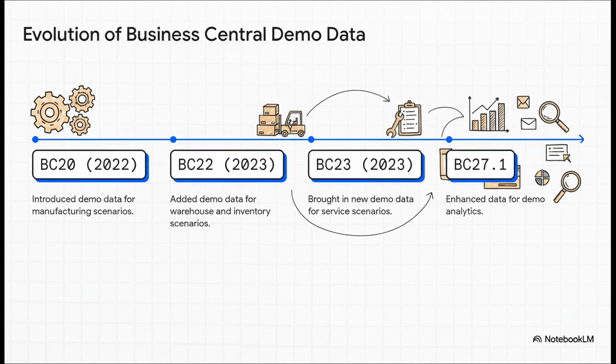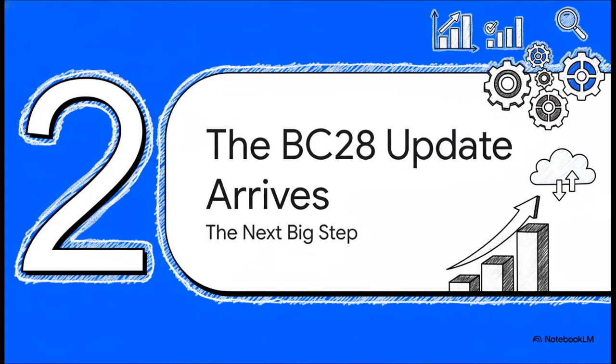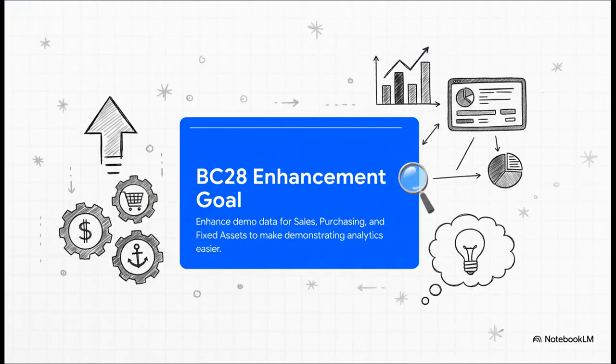You can see how each release has been a building block, right? Just adding more and more depth and realism along the way. And all of that brings us right here to today. This latest release, BC28, really marks the next big step in this evolution, and it's focusing on some of the most critical areas of any business. The goal here is crystal clear. They are enriching the demo data specifically for sales, purchasing, and fixed assets. And the why behind it is so simple: to make it way easier to show off the sophisticated reporting and analytics that are already built into these core areas.